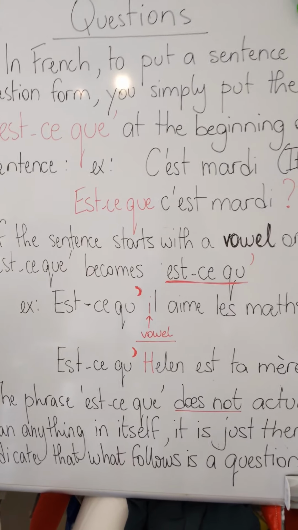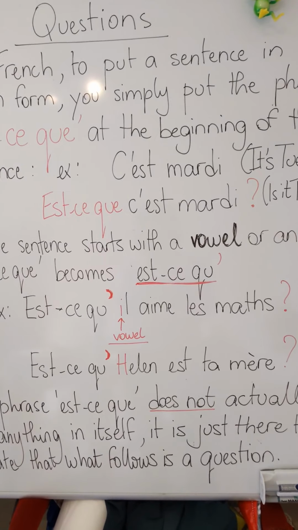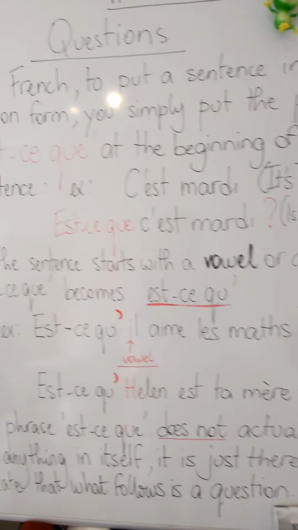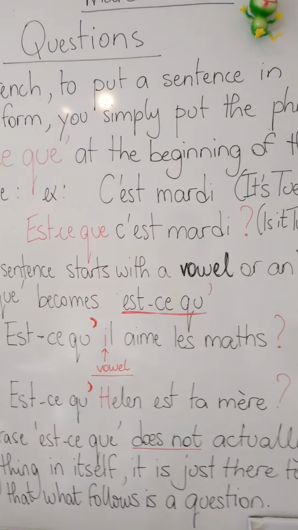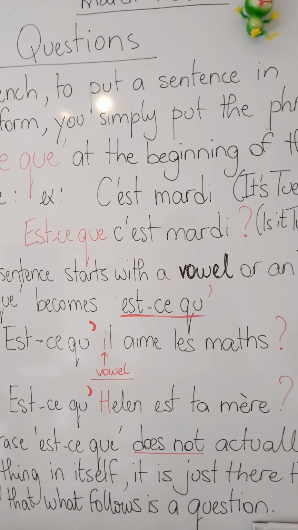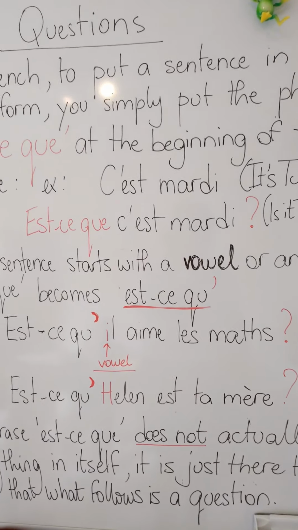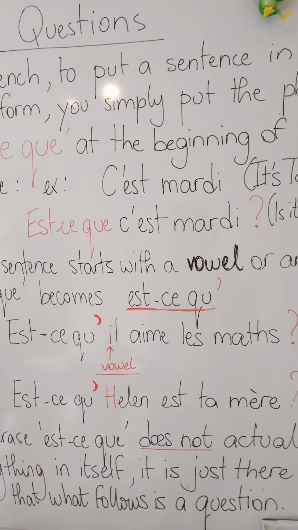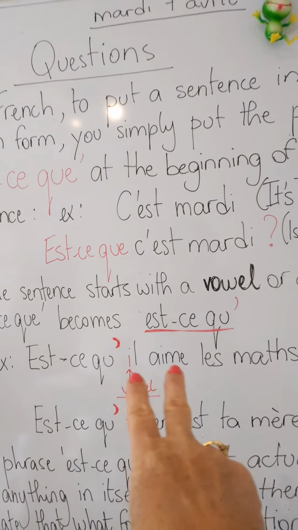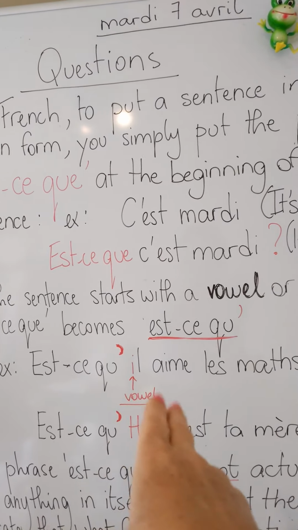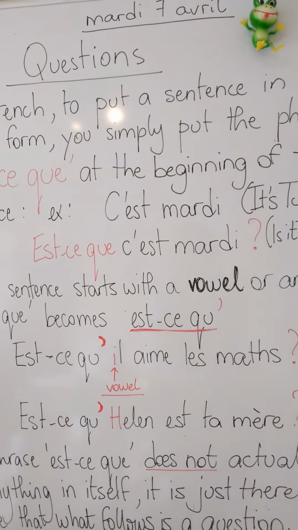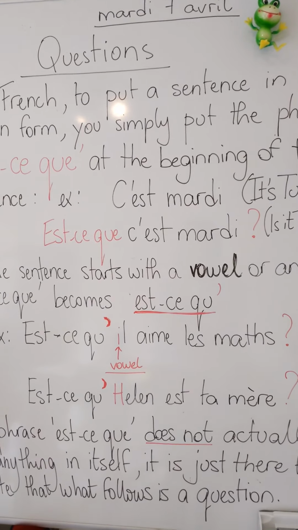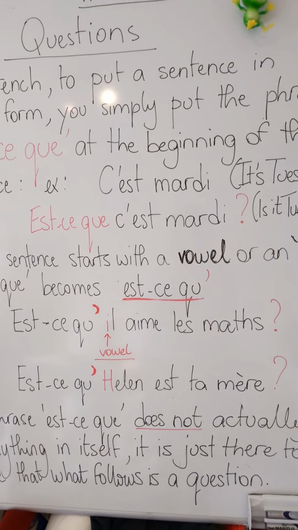Now, in itself, the expression est-ce que doesn't have a meaning. It's just there to show you that what follows is a question. So it's up to you to actually transform the sentence into a question form. You have to think, how would I say, Helen is your mother? How would I ask, is Helen your mother? Obviously, in English, you just have to switch around. He loves math. You would say, does he love math? So it's up to you to think in English in which way you would actually position the words to put them into a question form.